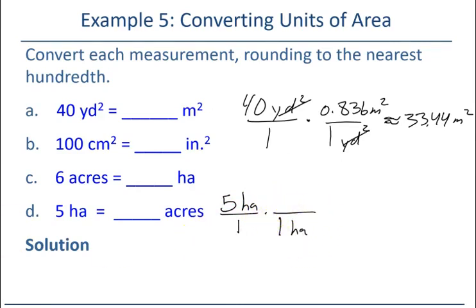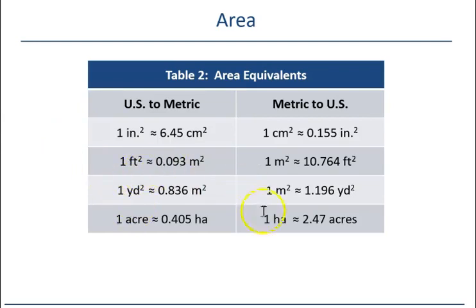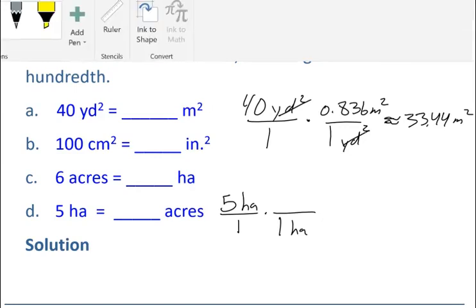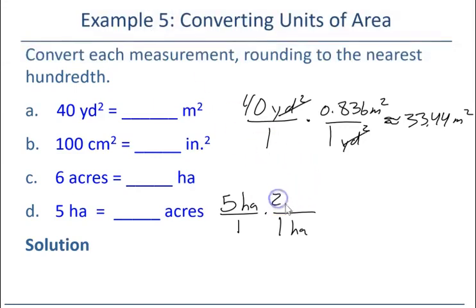Let's go back up here and look. Well, 1 ha is equal to 2.47. So let's come back over here and we're going to put 2.47 acres. Once again, I will cross out my hectares, do the multiplication, and we're going to get 12.35 acres. And that's exactly how you're just going to keep doing these over and over again.